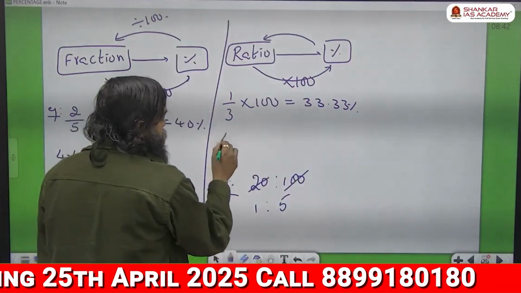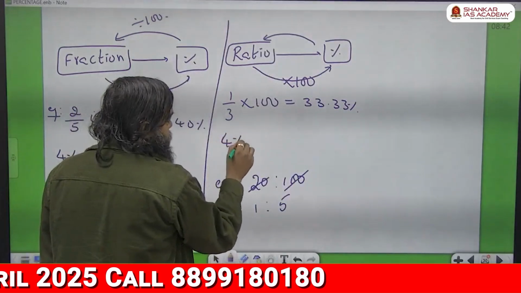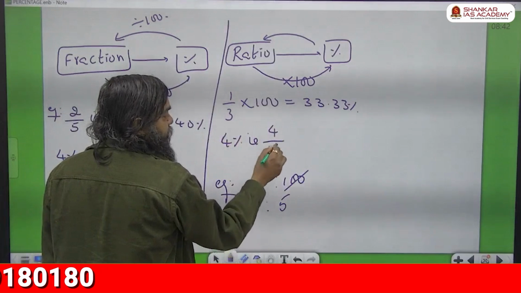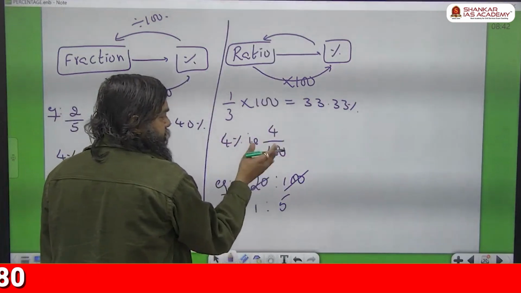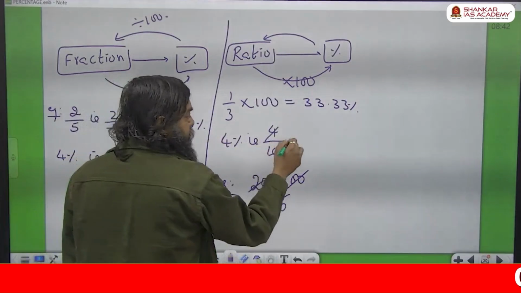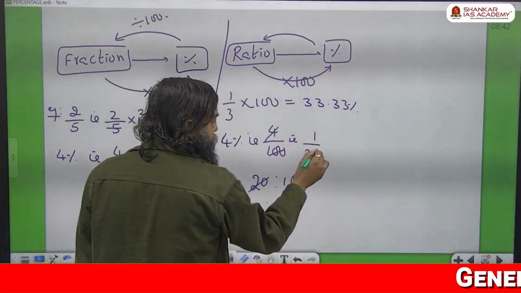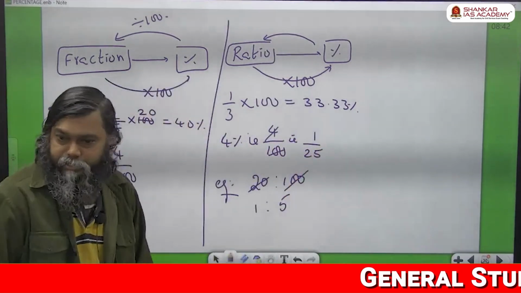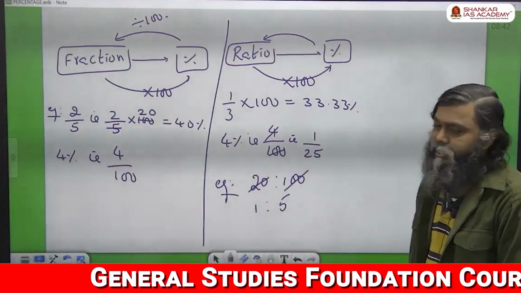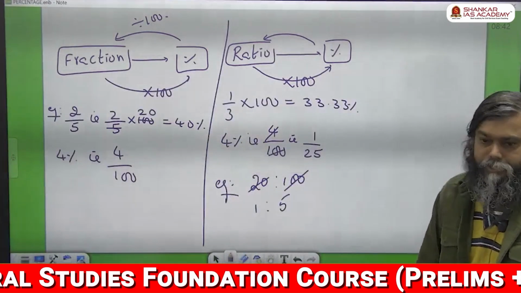How can you convert a percentage into a ratio? For example, 4%. How can you convert this into a ratio? Divide by 100. First convert it into a fraction. Then is it in the simplest form? No. Simplify further. That means 1 by 25. Do you understand this part? Because percent means out of 100, that value is how much?